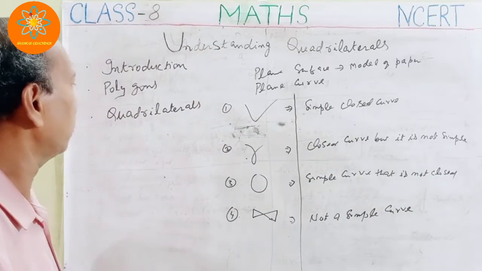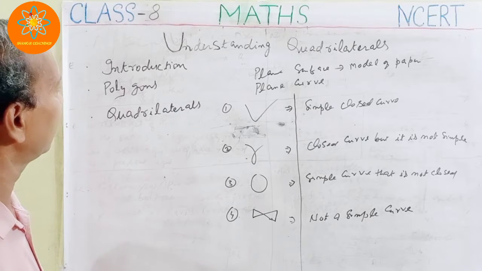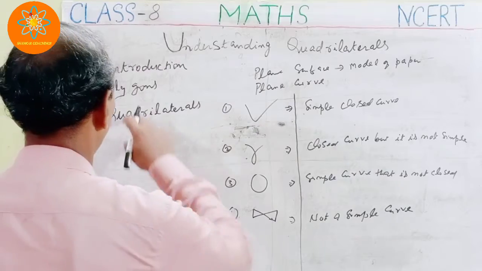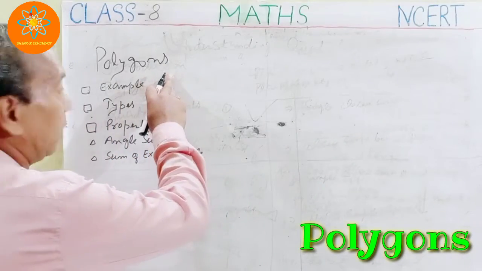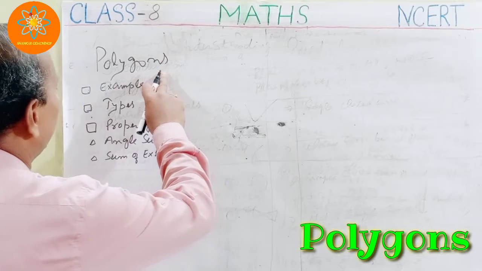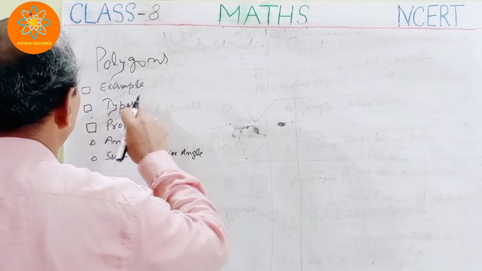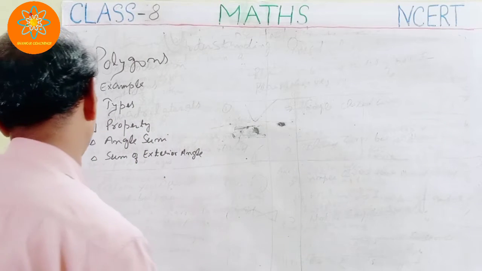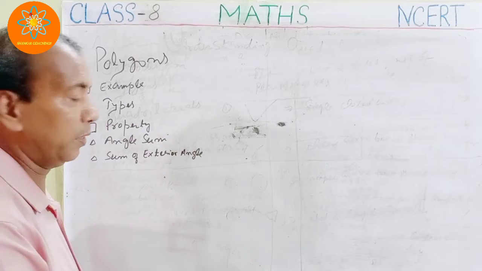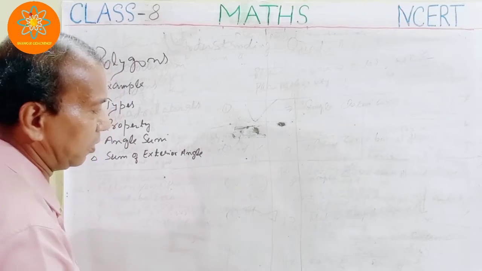This is the introduction part of Understanding Quadrilaterals. Next we will see polygons. In polygons we will discuss examples, then types, then properties. Two properties we will discuss: one is the angle sum property and another is the sum of exterior angles.